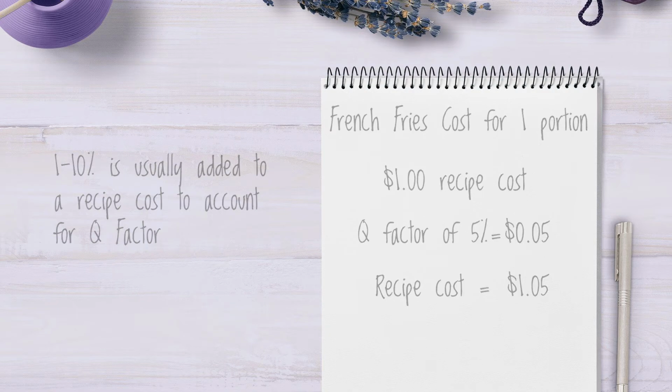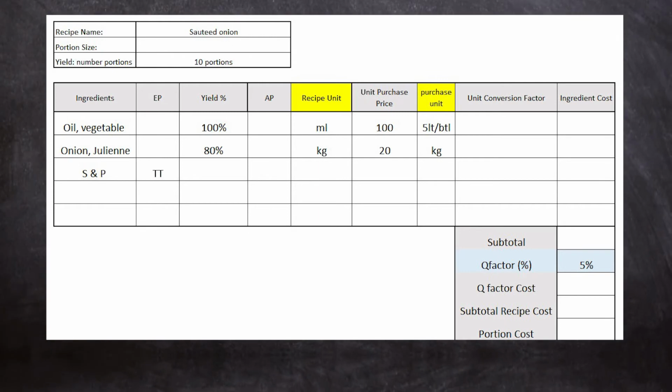Now let's put that all together. This is a recipe cost card, which is a tool that is used to figure out the cost of a recipe. In this example, we have oil, onions, and salt and pepper as the ingredients for a sauteed onion recipe, and this would make 10 portions. For ingredients such as oil, you would assume you use the whole bottle when you purchase it, so the yield percent is 100%. Or you can simply put the amount in the AP column.